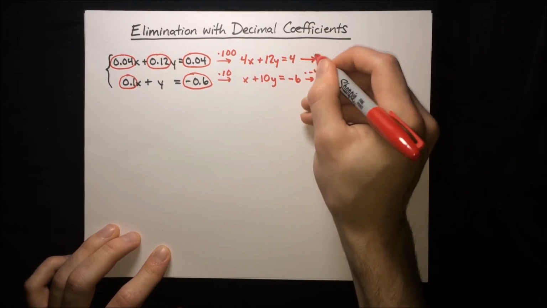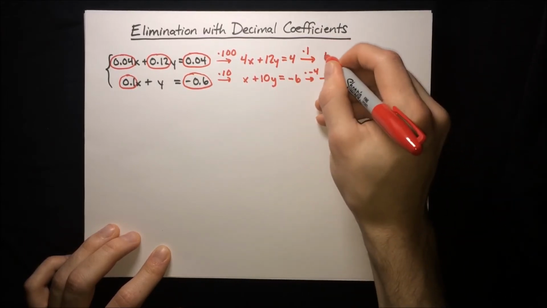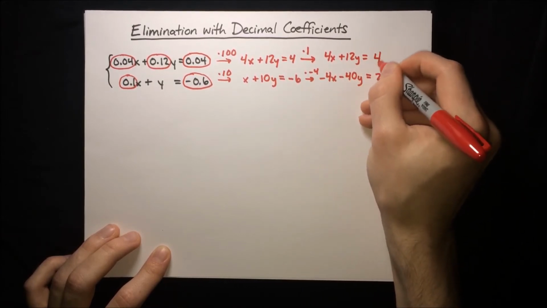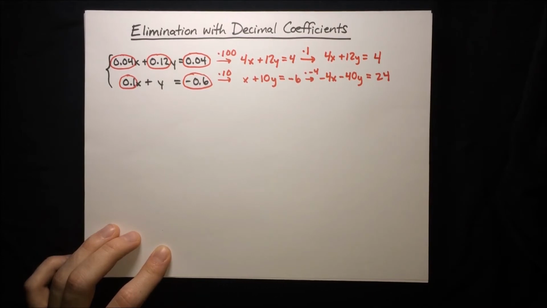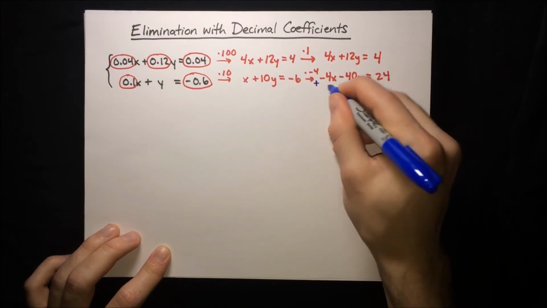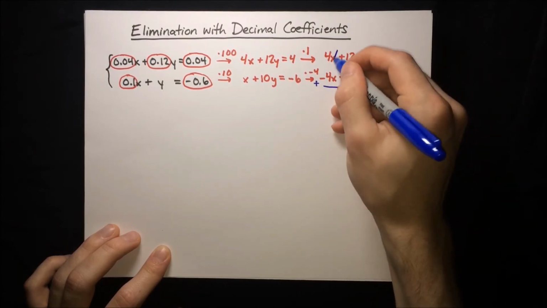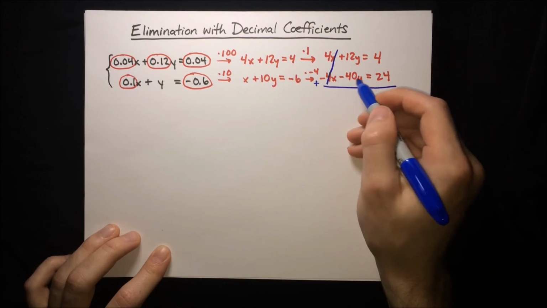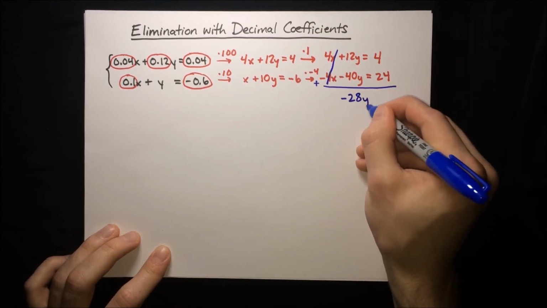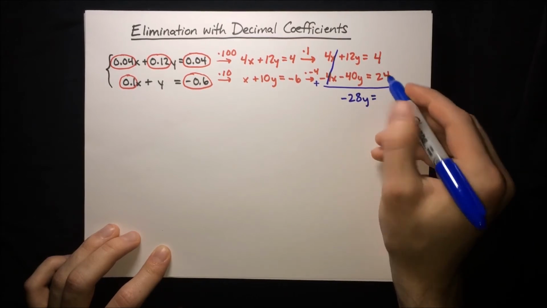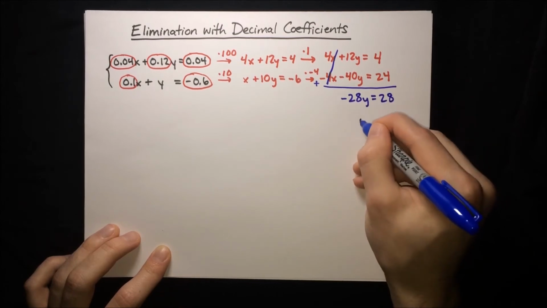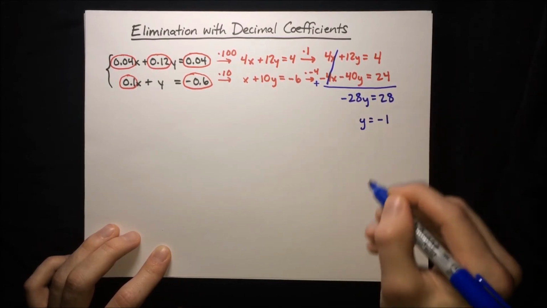Then in the top equation, we're going to keep that the same. We get 4x plus 12y equals 4. And now we can go ahead and add, because this 4x and this -4x will cancel. So adding, this cancels, 12y minus 40y. That's 12 minus 40 is -28y. And then 4 plus 24 is 28. So dividing by -28, we get y equals -1.